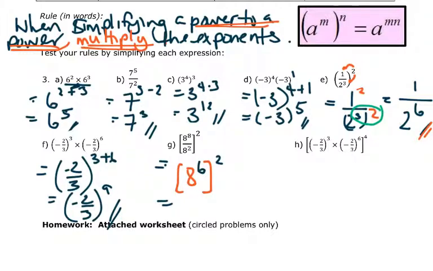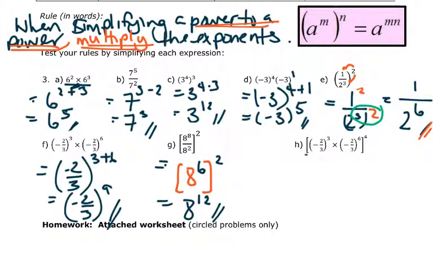So now what we have is a power to a power. We've got 6 to the power of 2. And we know that that's rule number 3. All we're going to do is multiply those out. So what we're left with is 8 to the power of 6 times 2, which is 12. And then we're done. Let's work on the last one now.